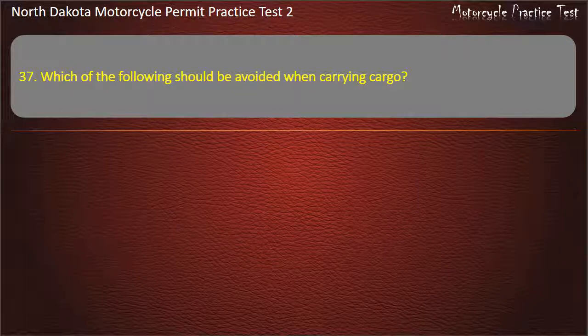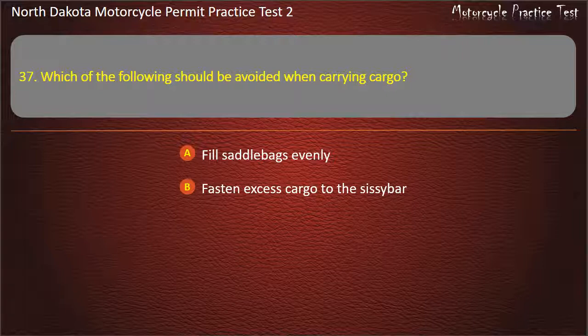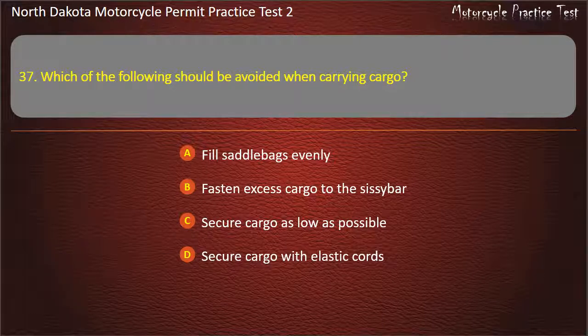Question 37. Which of the following should be avoided when carrying cargo? Fill saddlebags evenly. Fasten excess cargo to the chassis bar. Secure cargo as low as possible. Secure cargo with elastic cords. Answer: fasten excess cargo to the chassis bar.